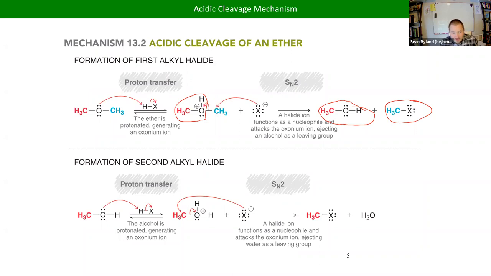And so for a lot of these mechanisms, knowing where you're going is half the battle. Because if I didn't tell you where to go, if it didn't say excess, you wouldn't know that you were supposed to then keep going and go through a second substitution step, right? It would seem like stopping here would make a lot of sense. But that whole having excess strong acid means that we're going to continue protonating it. And if you continue protonating it, you're going to have this happen twice.